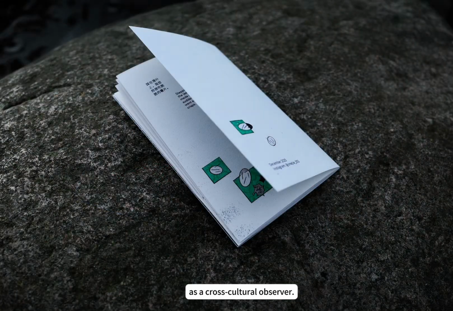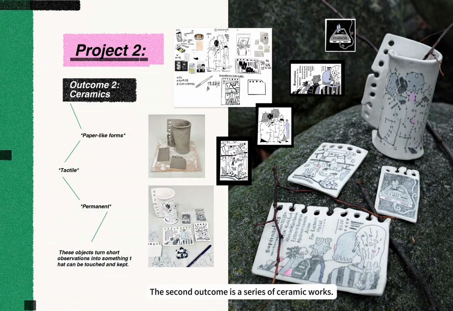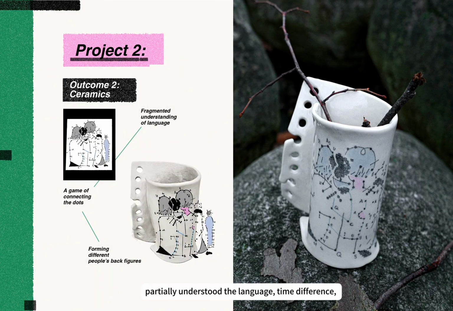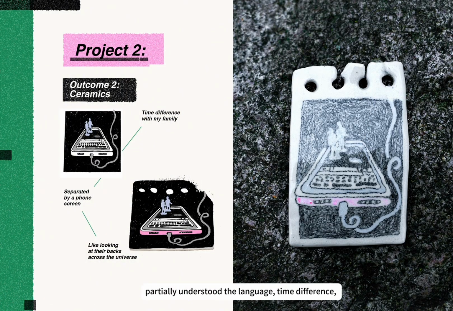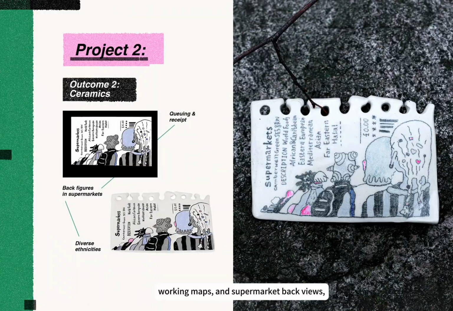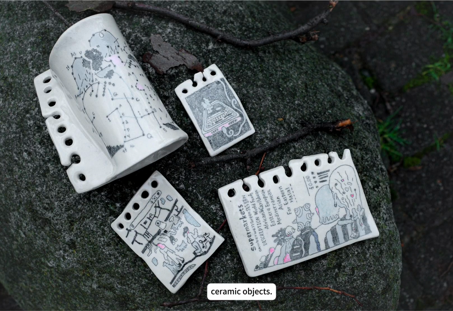As a cross-cultural observer, the second outcome is a series of ceramic works. During material experiments, I found that clay suits my practice well. Paper feels light and temporary, but when the same forms are translated into ceramic, they gain weight and a sense of being preserved. This matches my intention to hold on to fleeting observations and feelings. I selected 4 fragments from the zine, partially understood language, time difference, walking maps, and supermarket back views, and transformed them from sketches on paper into ceramic objects.